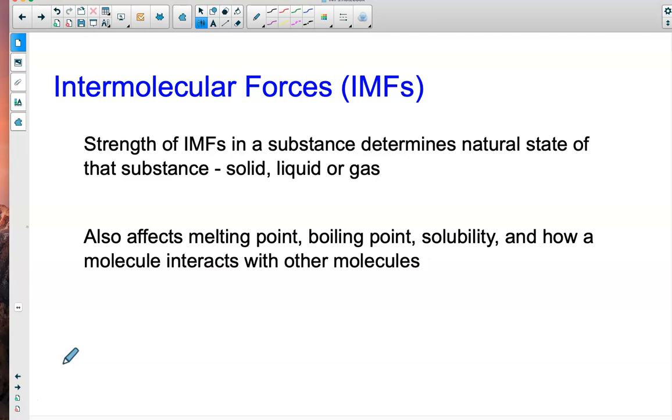If they're slightly stronger, your substance will be a liquid. And if they're very strong, the substance will exist as a solid. And so this also affects important properties like melting point, boiling point, solubility, which is whether something will dissolve in something else, and in general, how a molecule interacts with other molecules.